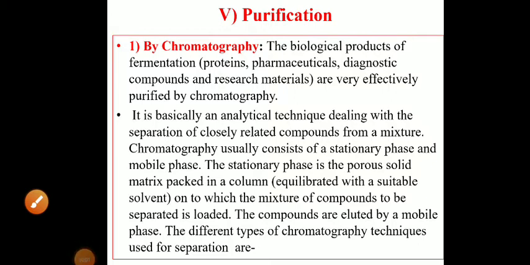Good afternoon, dear students. In the last lectures, we were studying downstream processing or product recovery in the fermentation industry. There are various steps involved in downstream processing. We have discussed some of the steps: number one, cell harvesting; number two, disruption of cells; number three, extraction of products; and number four, concentration of products. Now, today we are going to discuss purification of the product.